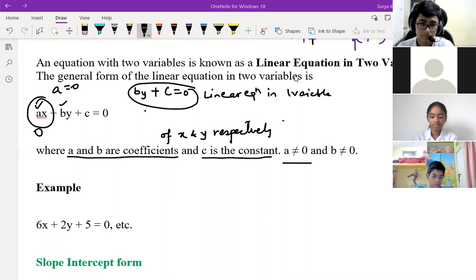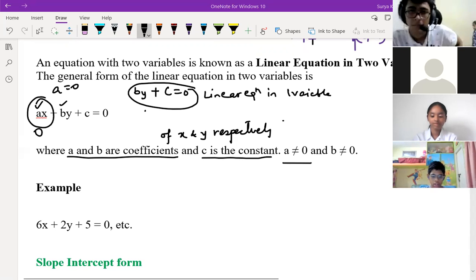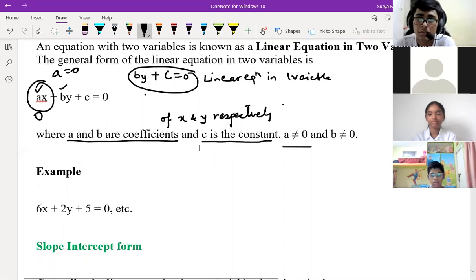So if A and B both become 0, then that is not a linear equation. Okay, sir, so it's only X and Y, but the other three are constants and coefficients. Yeah, A, B, and C are constants. Okay, C can be 0, right, sir? Yeah, C can be 0, no problem. Okay, yes, sir. Fine.